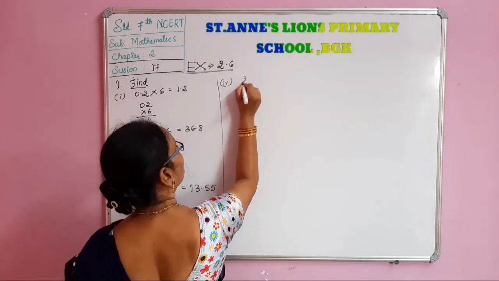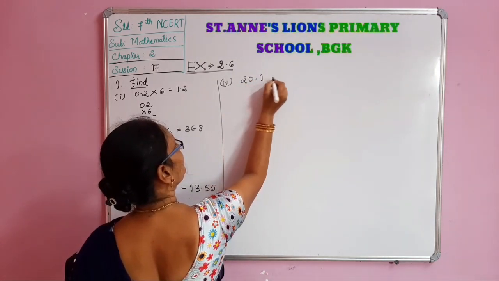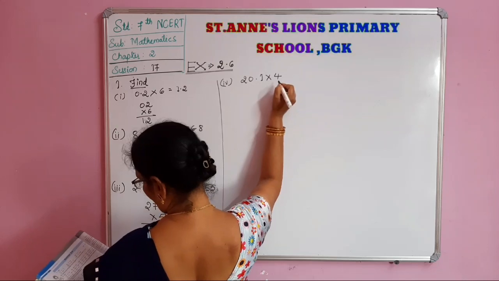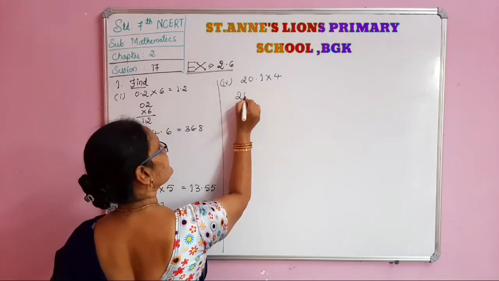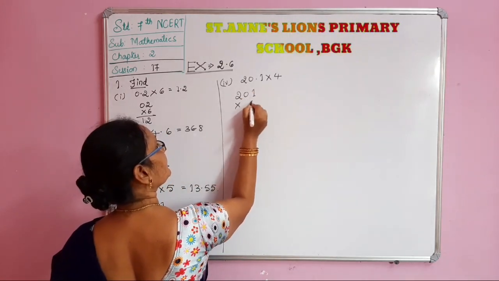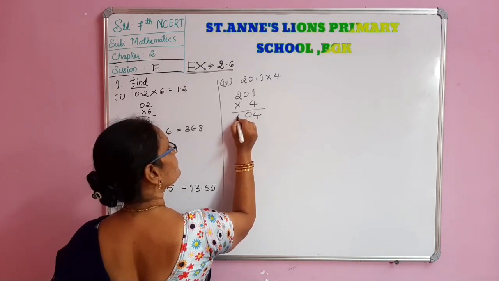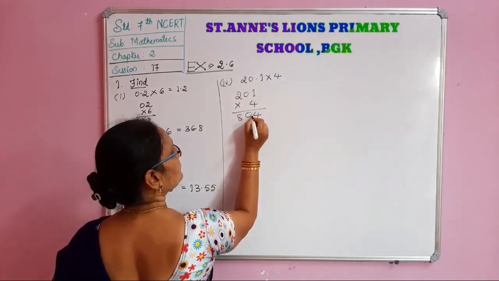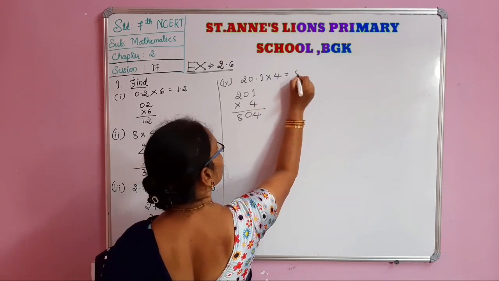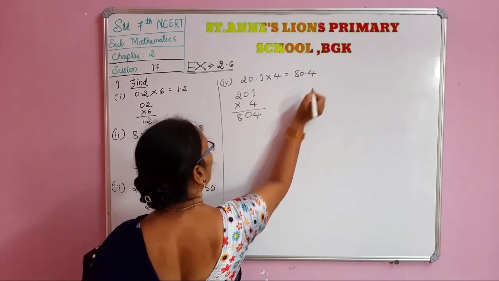Fourth one, 20.1 into 4. See here, you write it as 201 into 4. 4 ones are 4, 4 zeros are 0, 4 twos are 8. After how many places? 1 place. So the answer is 80.4.